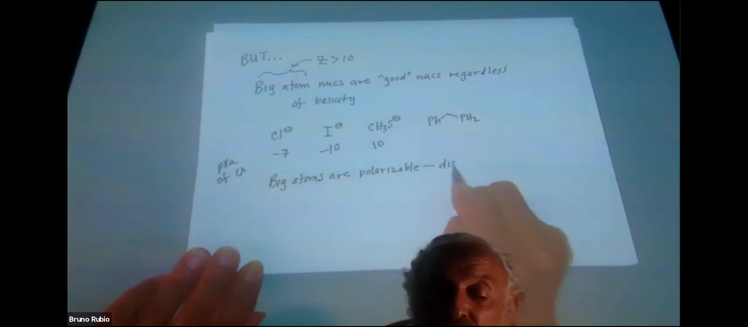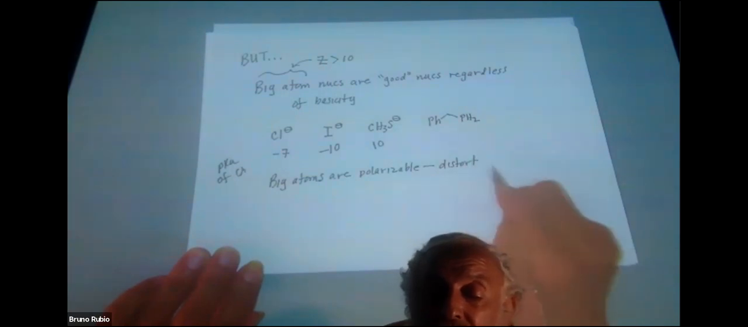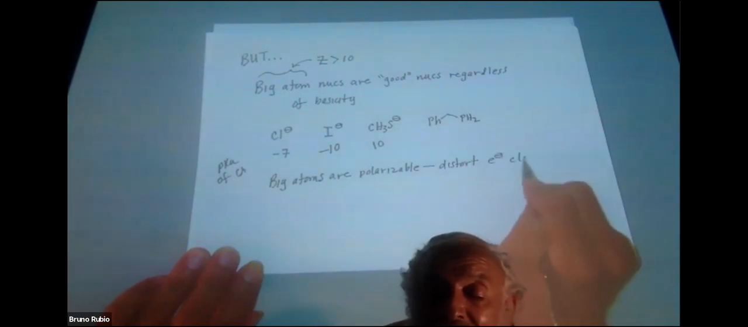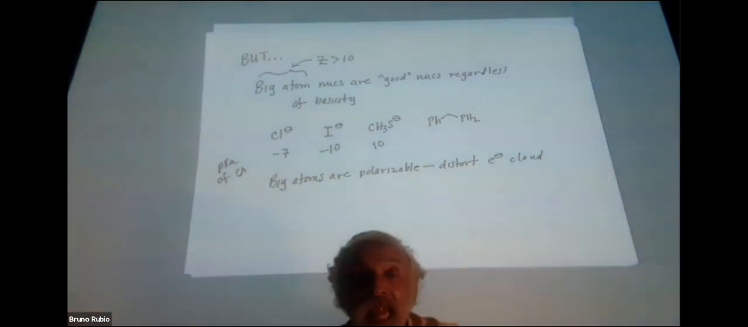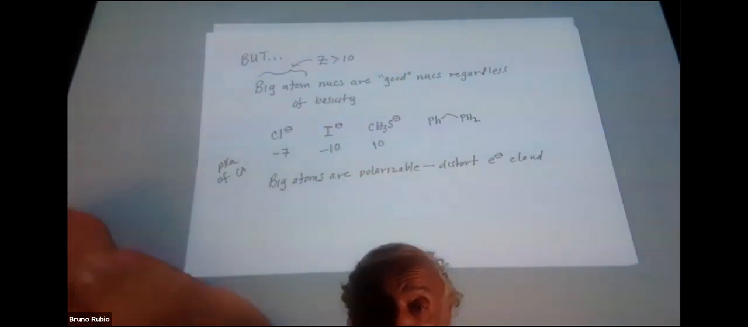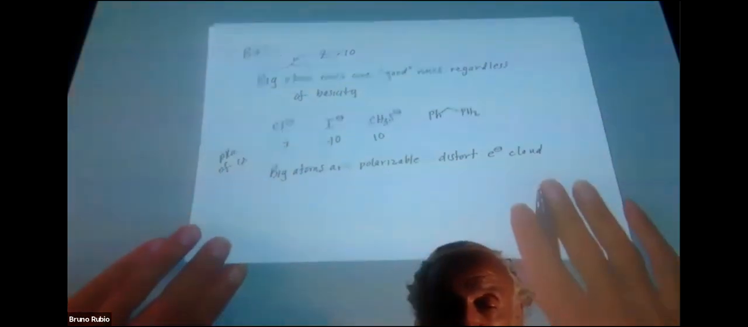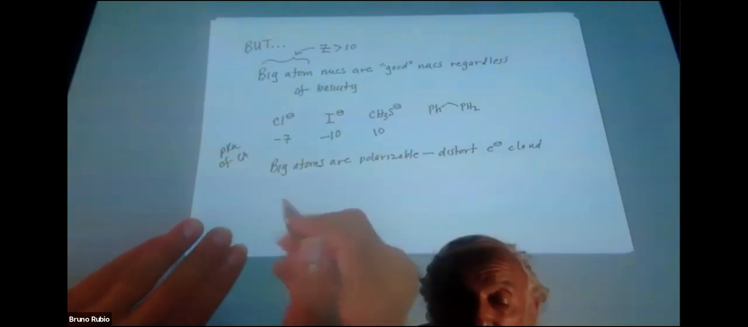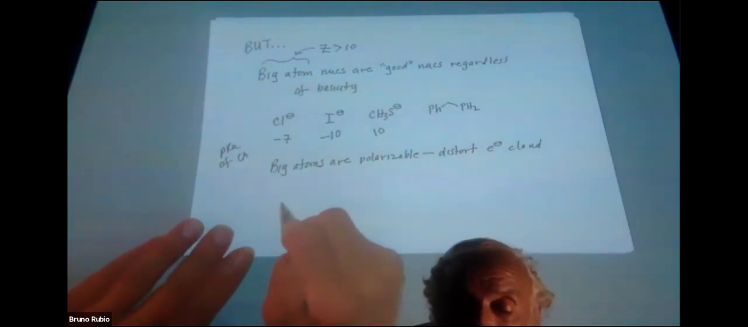They can distort their electron cloud. And because they're big, they can get in there and push the leaving group out. All right, so let's maybe draw a couple of pictures here to try to illustrate what's going on.